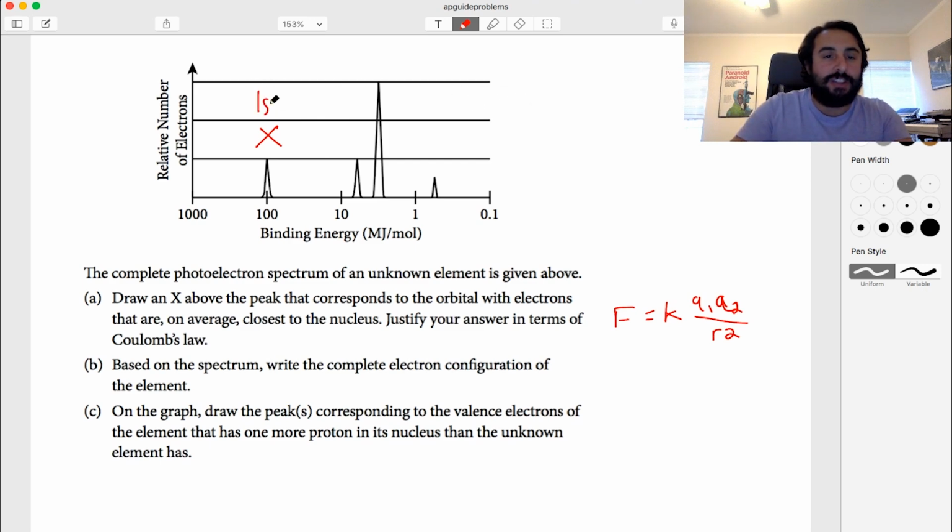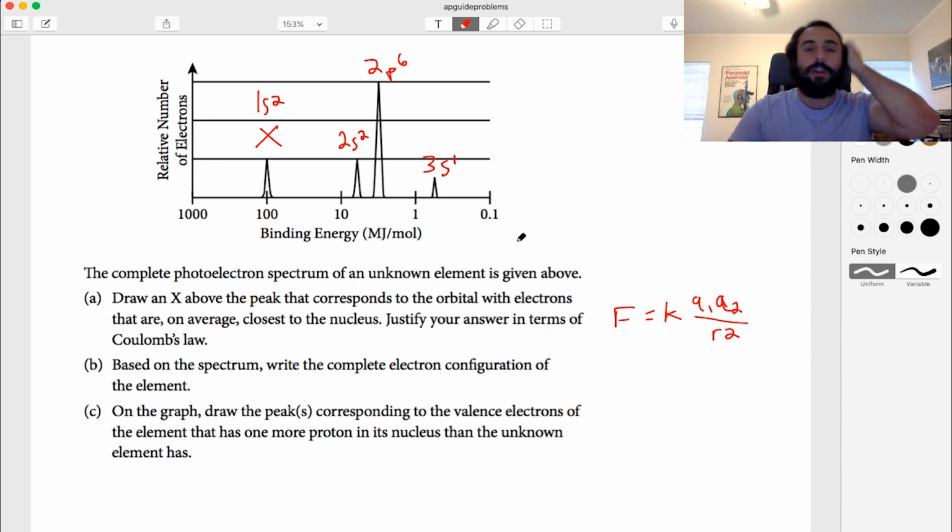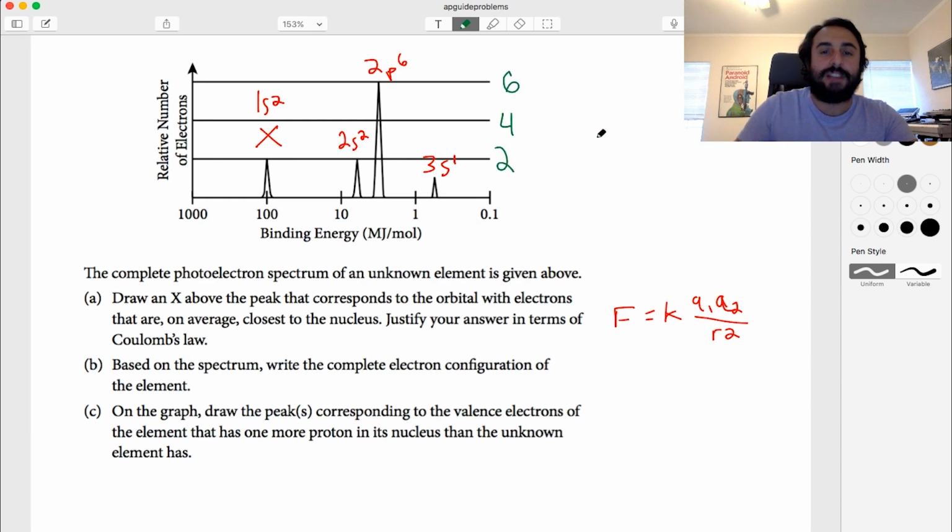So these are the two 1s electrons, so 1s2. This right here is 2s2. This is going to be 2p6. And then we got this last one here, this is 3s1. This must be 1 because what we're understanding is this has to be 1s2. This has to be the two 1s electrons. So these lines are telling us the relative number of electrons. But we know that that's 2 electrons. So let's mark that. Let's say 2, 4, 6. Each line is 2 electrons.